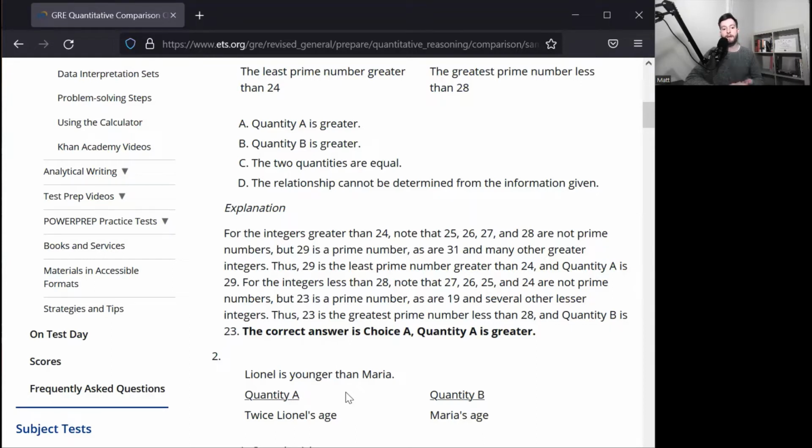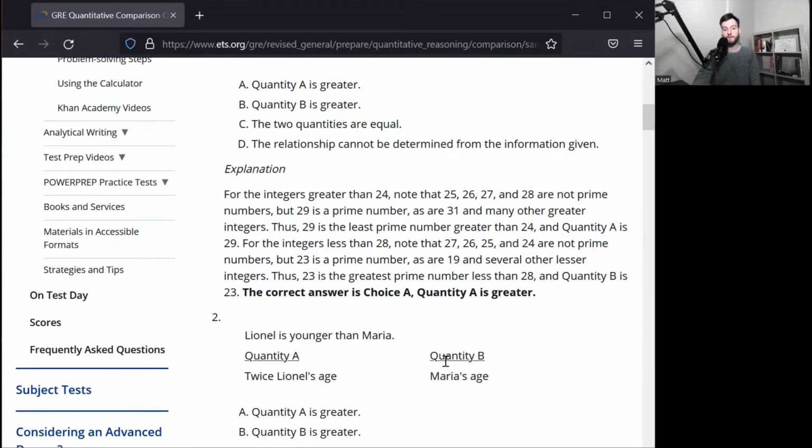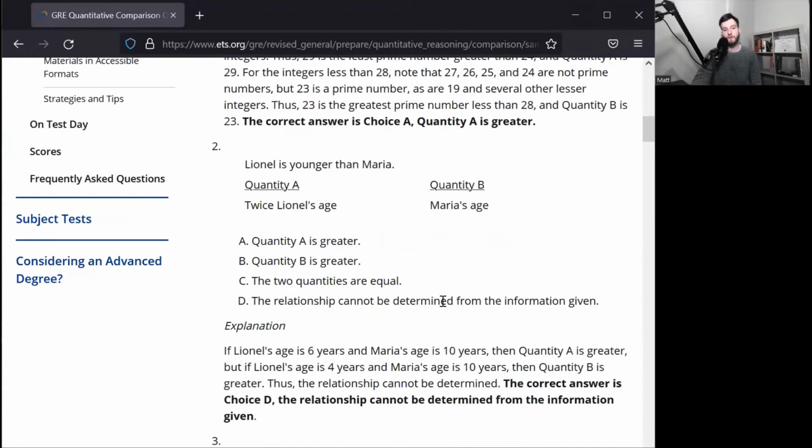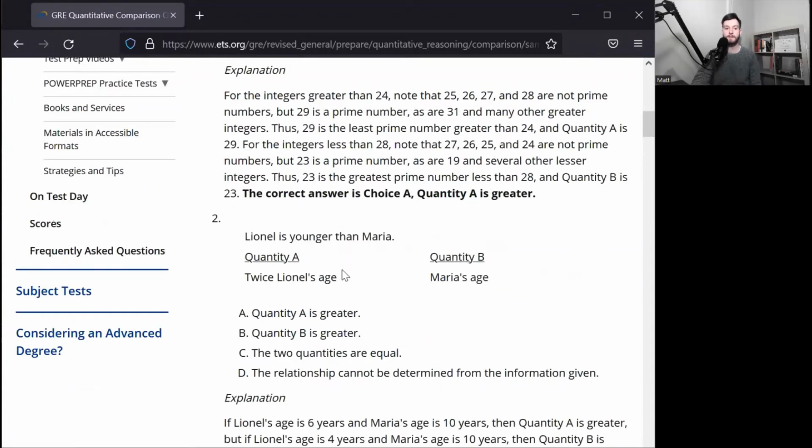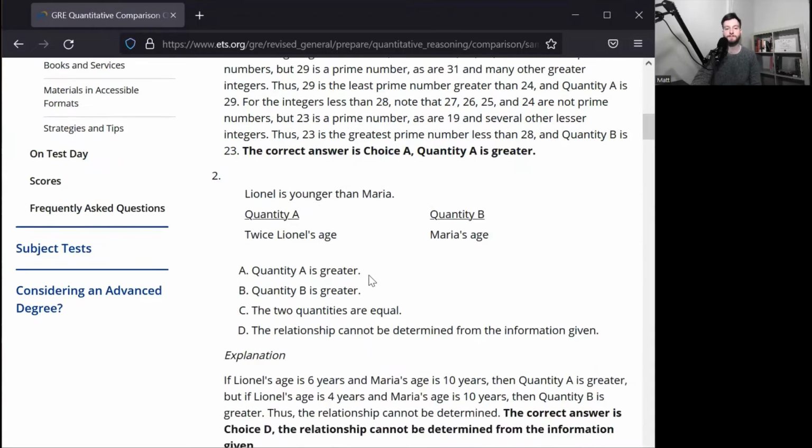Because basically you've proven that there's more than one scenario that could be the answer. That's when you choose D, and that would be the right answer here. So the lesson from this problem, though, is you should always pick the easiest numbers first and then move on from there when using the picking numbers strategy.